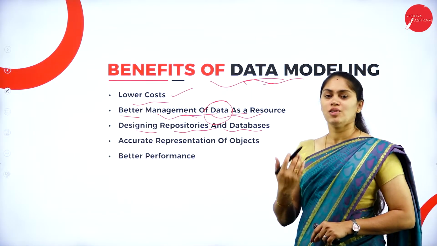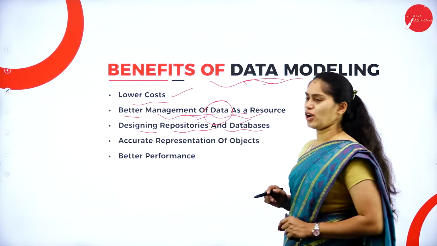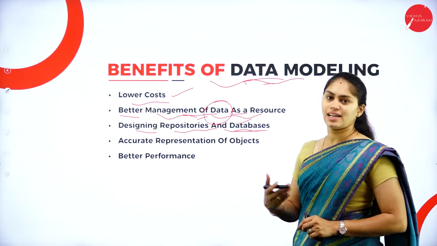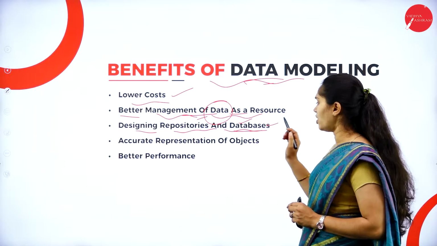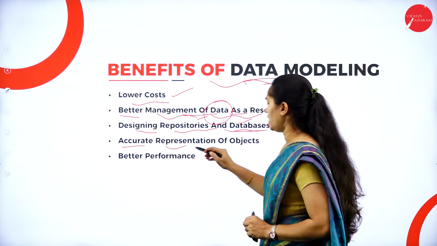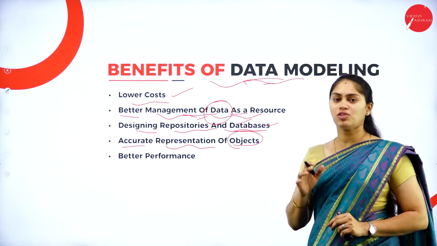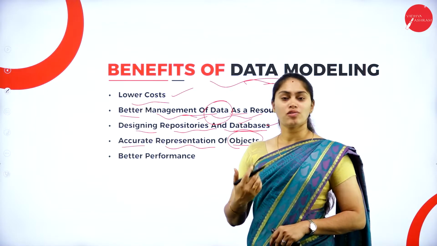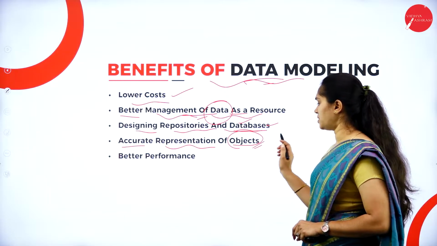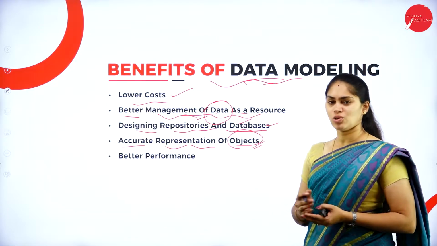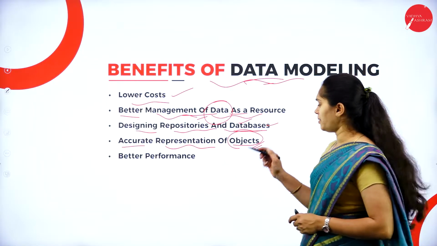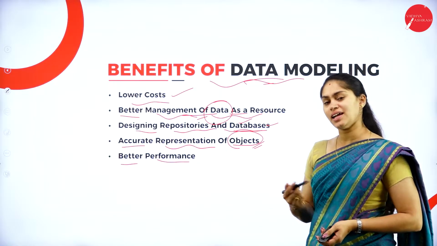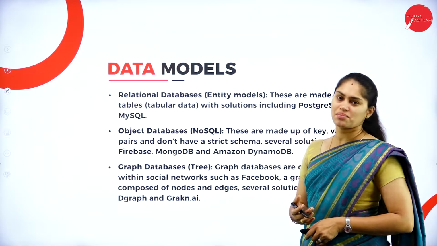With the help of this we can design repositories along with a database, which is a logically related collection of a set of data elements. And also we have an accurate representation of objects, which specifies its behavior, its characteristics, the functions it will perform, and how one object is related to another object. That relationship will be specified in the data modeling, and mainly it will give better performance. Then what are the diagrammatic representations which come under this data modeling?